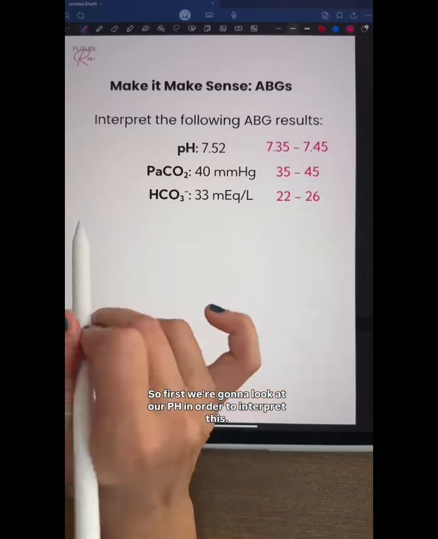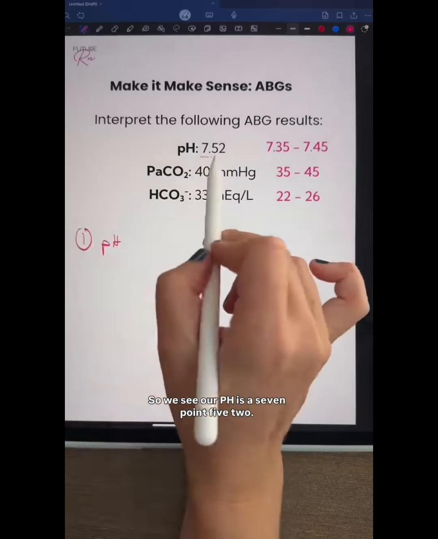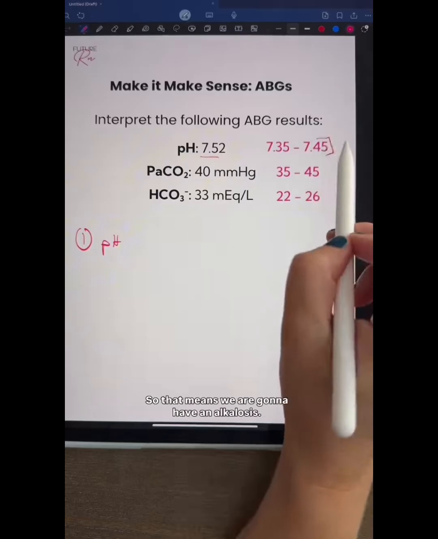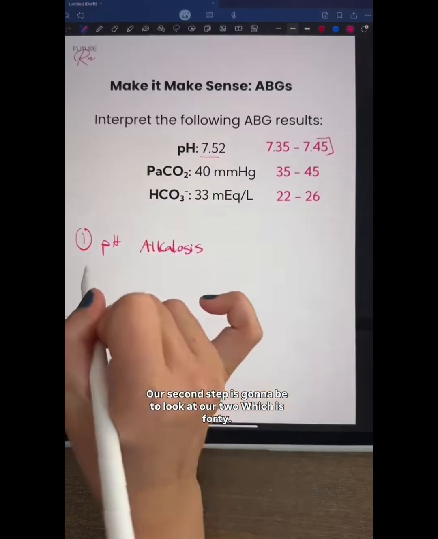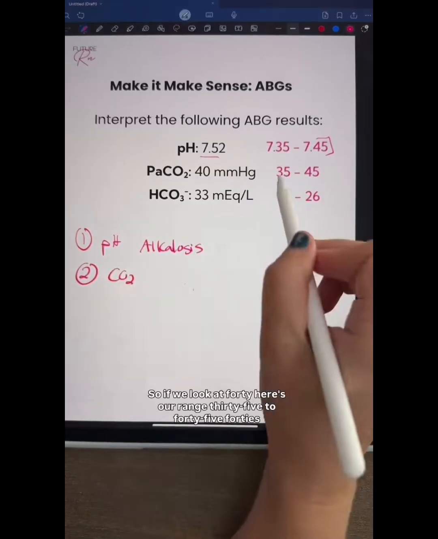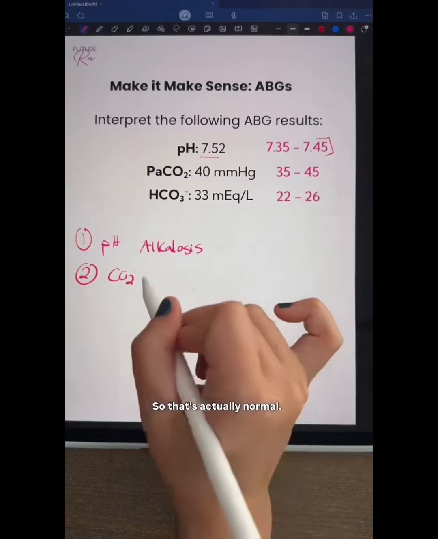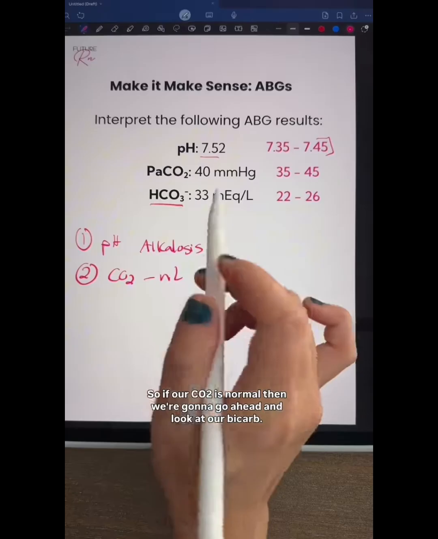So first we're going to look at our pH in order to interpret this. So we see our pH is 7.52. So that's going to be on the high end of this range. So that means we are going to have an alkalosis. Our second step is going to be to look at our CO2, which is 40. Here's our range, 35 to 45, and 40 is right in the middle. So that's actually normal.